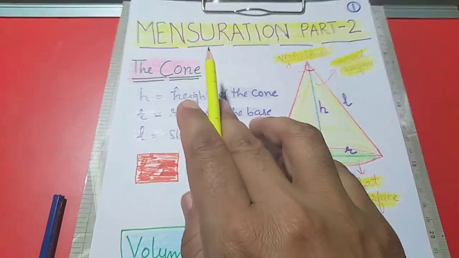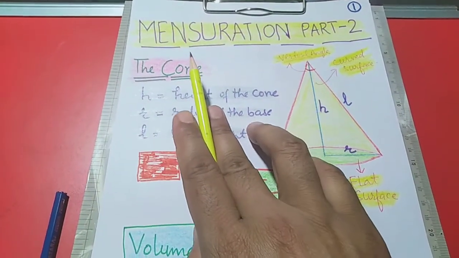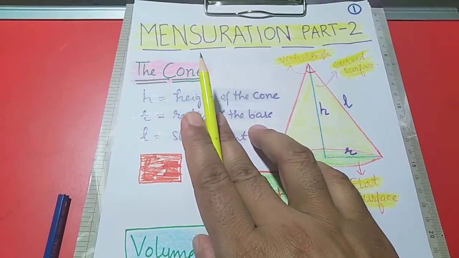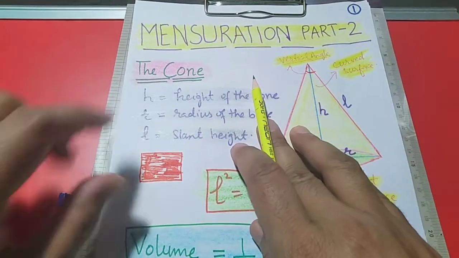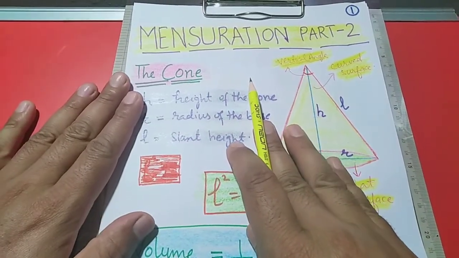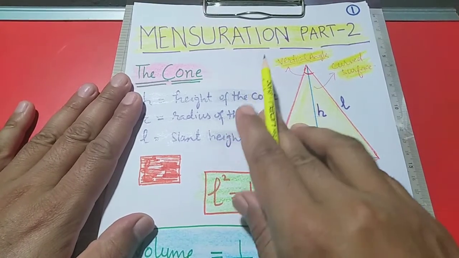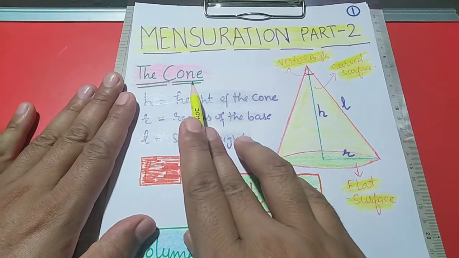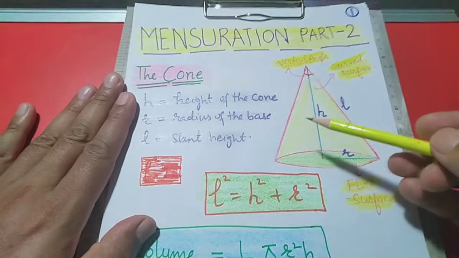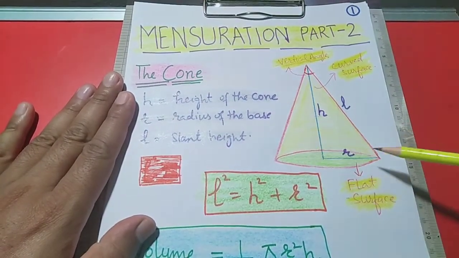You see, today in this video I will teach you about the cone. This is the mensuration part 2. In part 1 we discussed the cylinder, and in this part we are going to discuss the cone. So I have drawn a diagram of a cone.